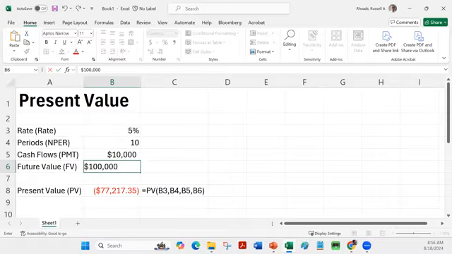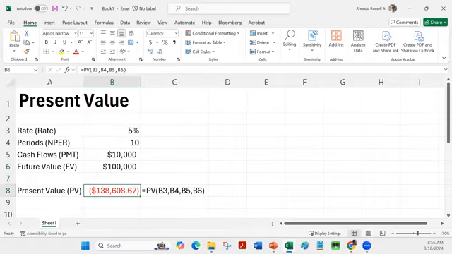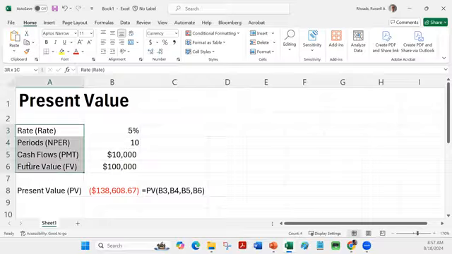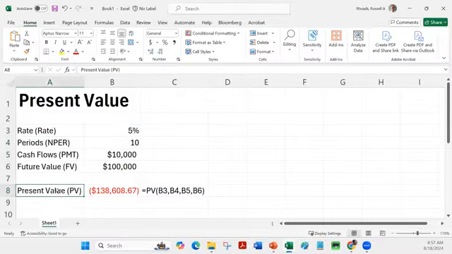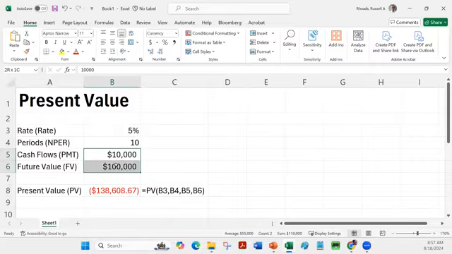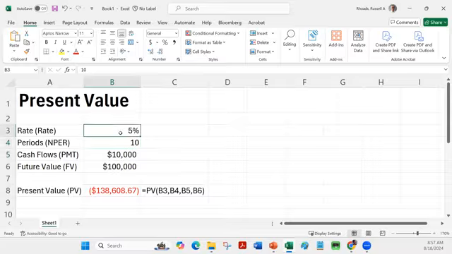And we are going to spend some time on bonds in this class. So in that case, all we have to do is enter those numbers once we've set up the spreadsheet, and the present value of that is $138,608.67. So with respect to present value, if we've got these four pieces of information, we can determine the present value of these cash flows based on this rate.